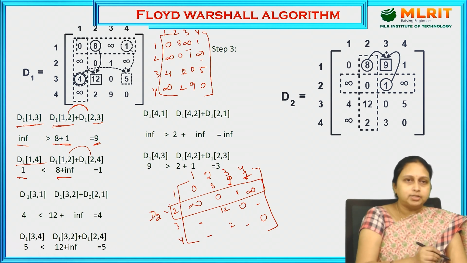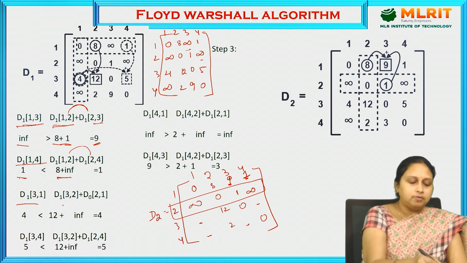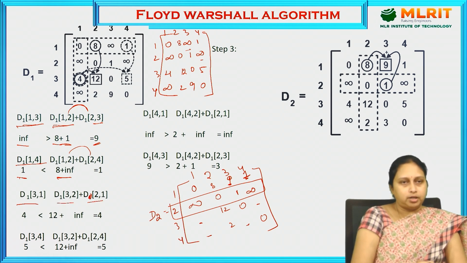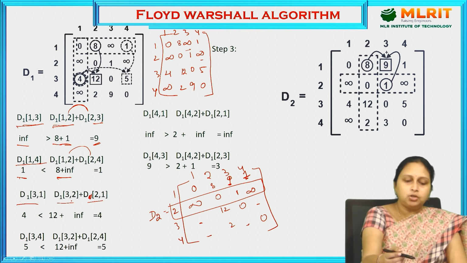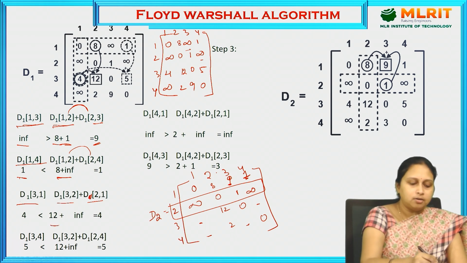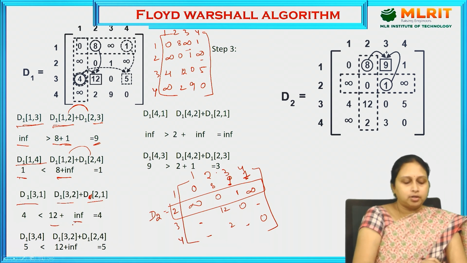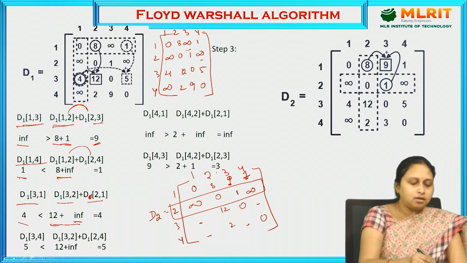Okay. The next one, D1 of 3, 1. 3, 1 is nothing but we can write D1 of 3, 2 and D1 of 2, 1. Now, D1 of 3, 1. What is the value for D1 of 3, 1? 3, 1 is 4, less than D1 of 3, 2. 3, 2 is 12 plus D1 of 2, 1. 2, 1 is infinity. So we are going to get 4, which is less than this one, infinity. So I am going to replace it with 4.